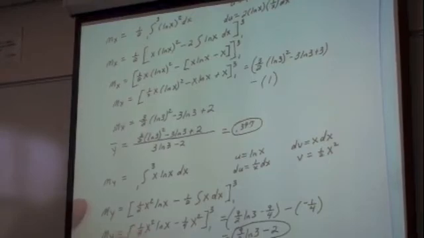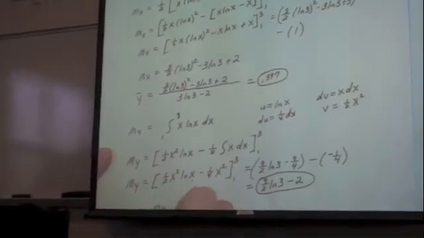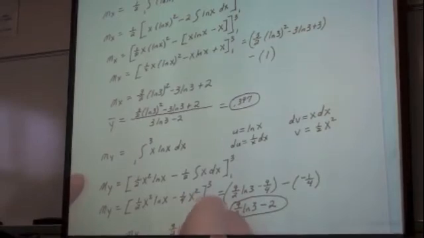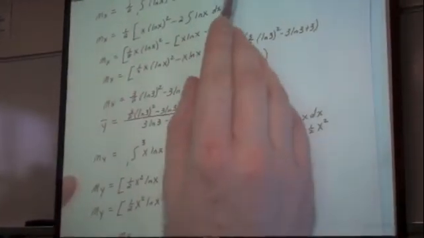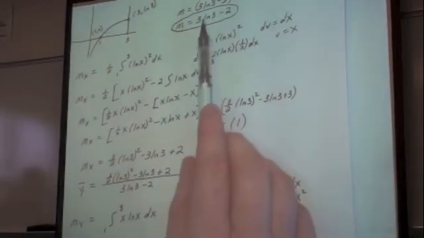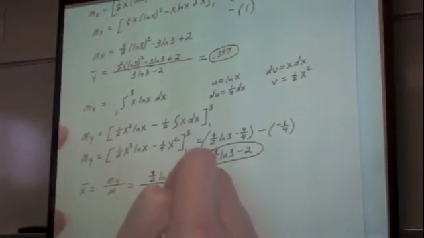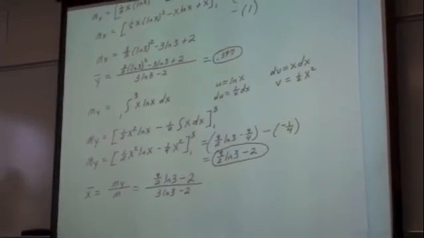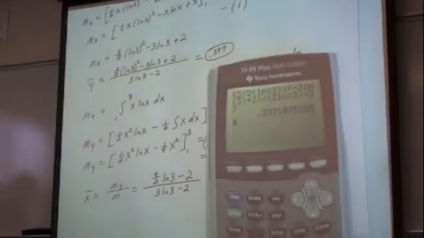My average x value is the moment about the y-axis divided by the sum of the masses. In this case, we know that that's 9 over 2 natural log of 3 minus 2 divided by the sum of the masses, which we had up here earlier. Had to scroll down. 3 natural log of 3 minus 2. And so then we can say this should give us the group.